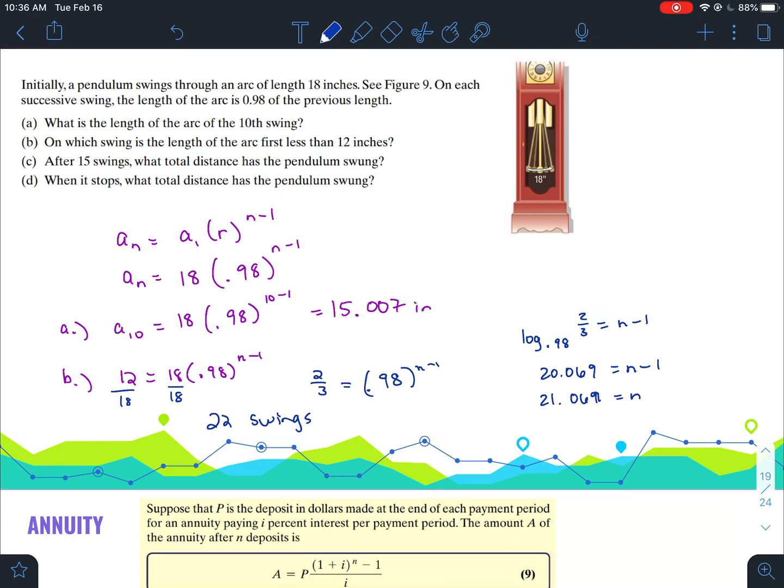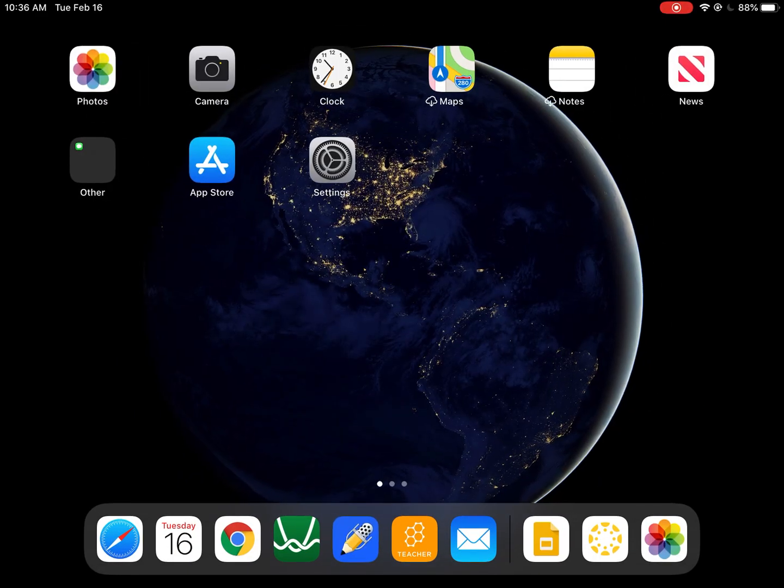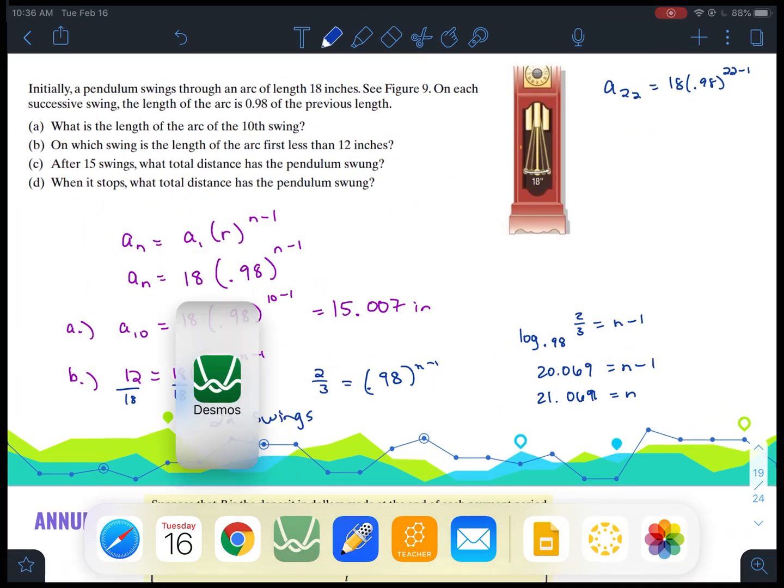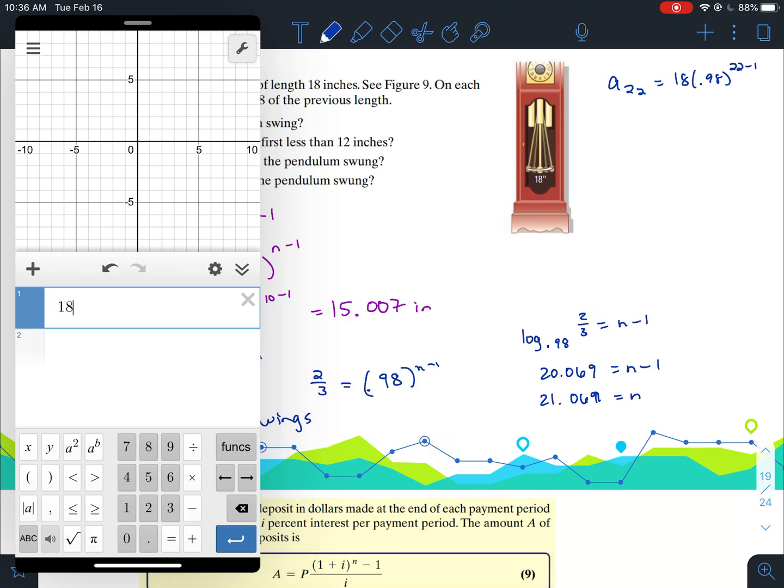So let's make sure that that actually worked. So what is the 22nd swing? So we would take 18 times 0.98 raised to the 22nd swing minus 1, so 22 minus 1. And so if I did this on Desmos, I would get 18 times 0.98 raised to the 21st. And we get 11.77, which is less than 12. So on the 22nd swing, the length that the pendulum swings is 11.77.